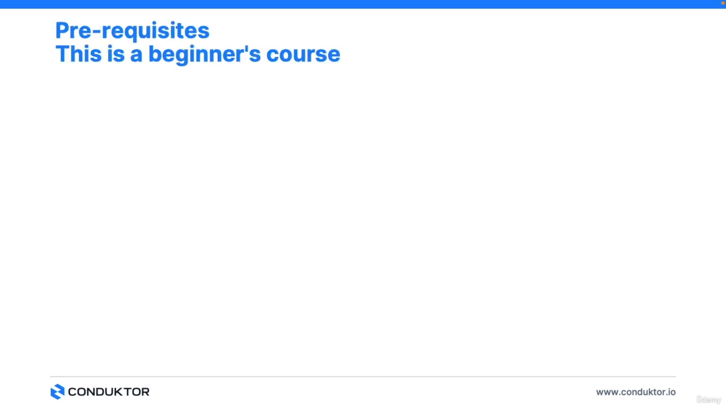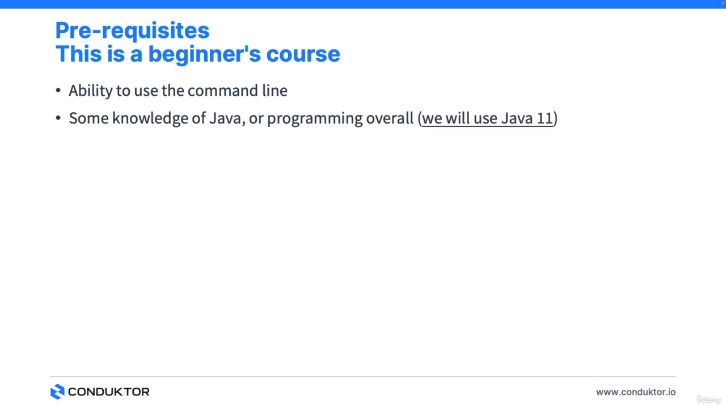So just a reminder that this is a beginner's course and you don't need to know Kafka at all. What you need to be able to do is use the command line though, and I will go slowly, but this is better if you have already used the terminal on your computer. We will do some Java programming, so it's good to have some knowledge of Java or programming in general, and for this we'll use Java 11. Although if you don't know Java, this is fine.